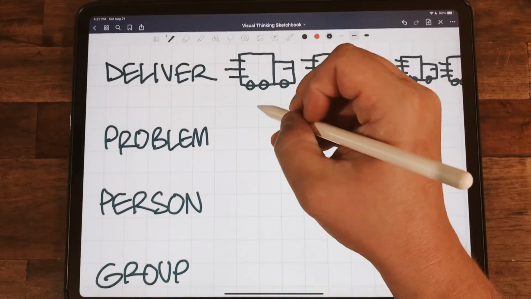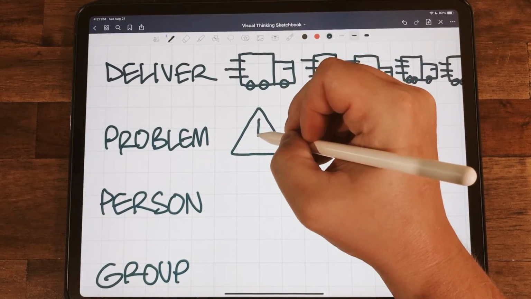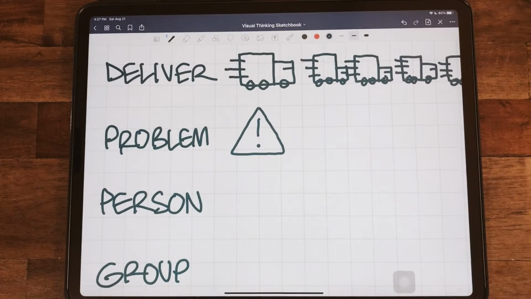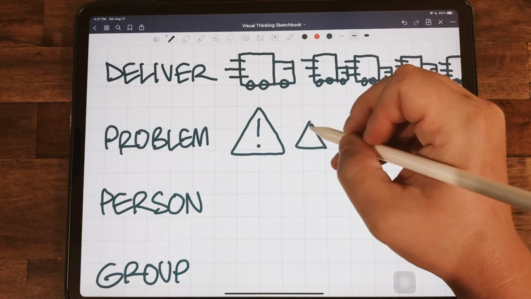For problem, draw a triangle and then an exclamation point inside. Draw this 15 times.